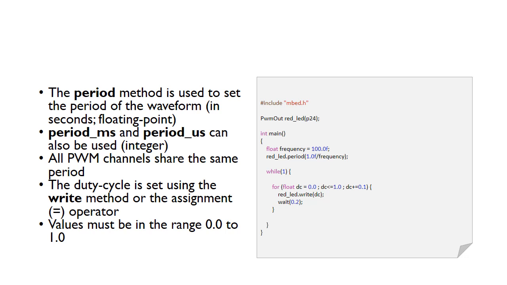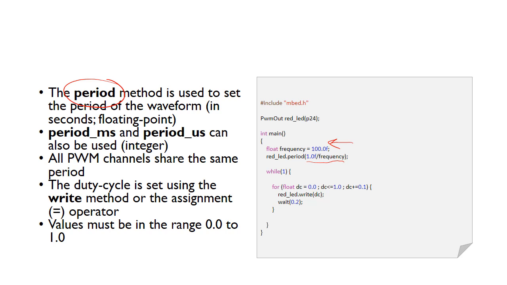It's very easy to use this class. We use this period method to set the period of the waveform. There's no method actually to set the frequency. So in this example code, I've created a variable called frequency. This is a float, set to the value 100. For the period, I'm doing 1 over the frequency to define it, so it's going to set the period to 1 over 100.